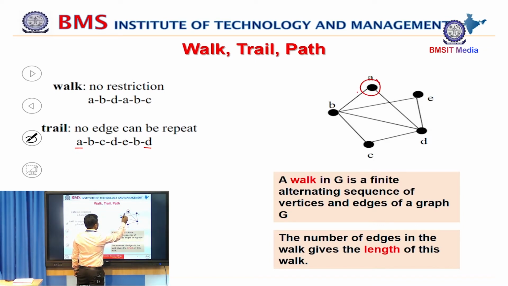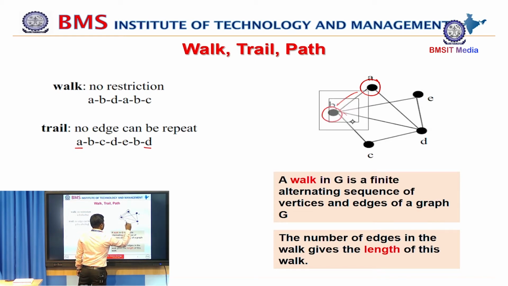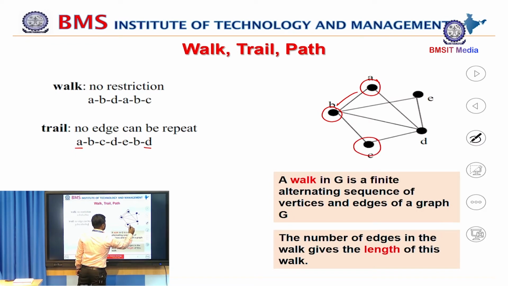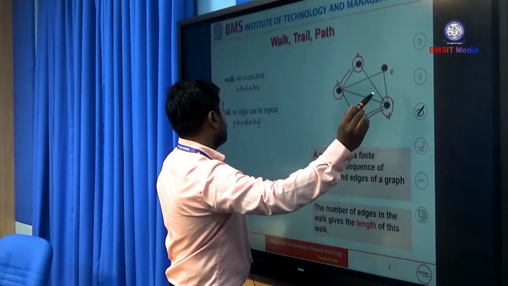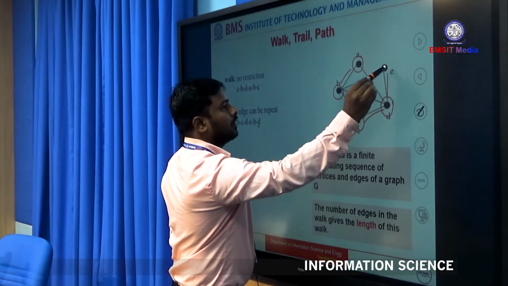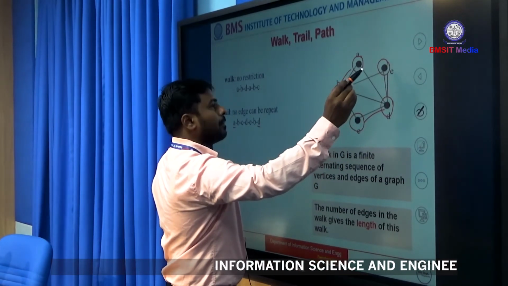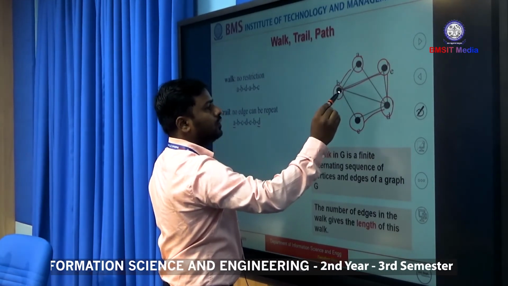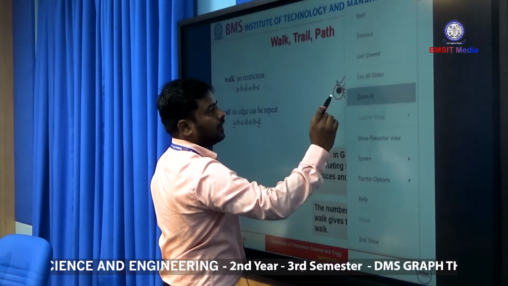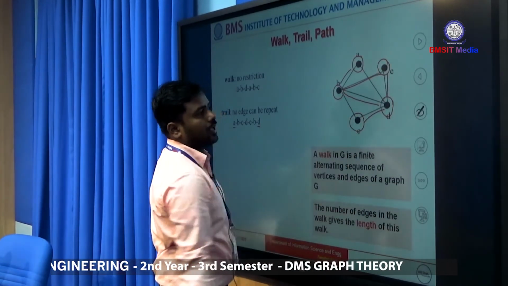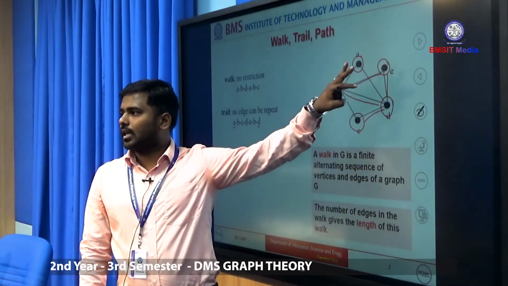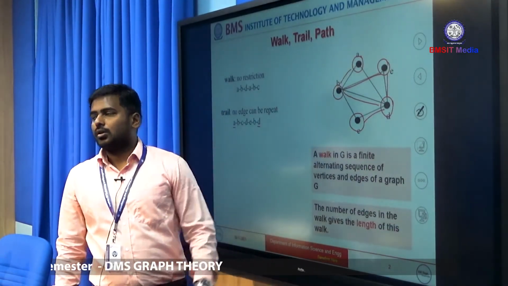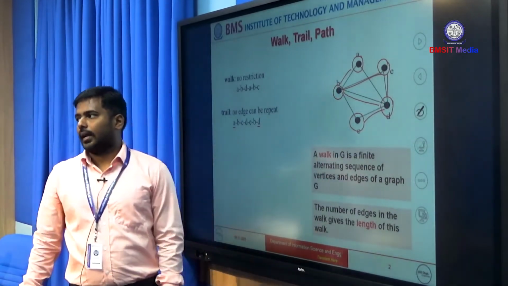For example, here we are starting from A and going to B, then reaching C, and again from C to D, and D to E, and from E to B, and from B to E, B to D. As you can see, we have not visited the same edge more than once. Such a walk we can call a trail.